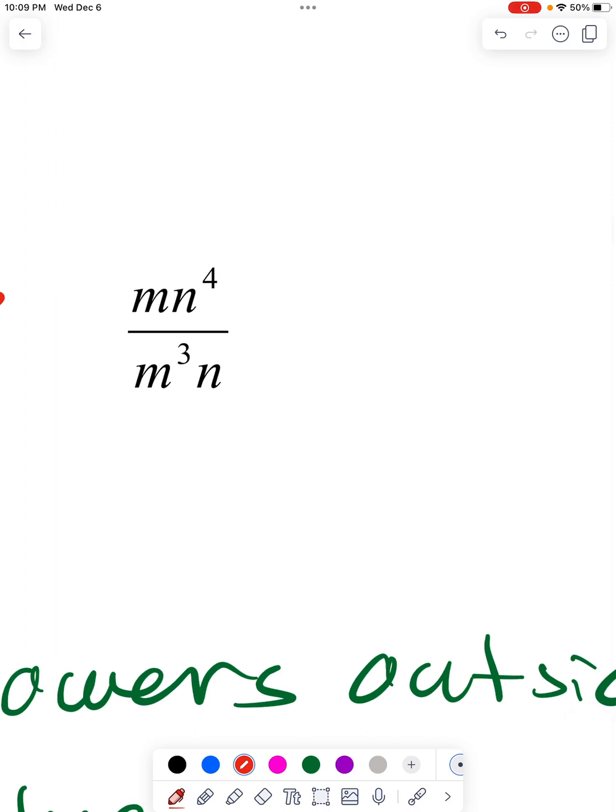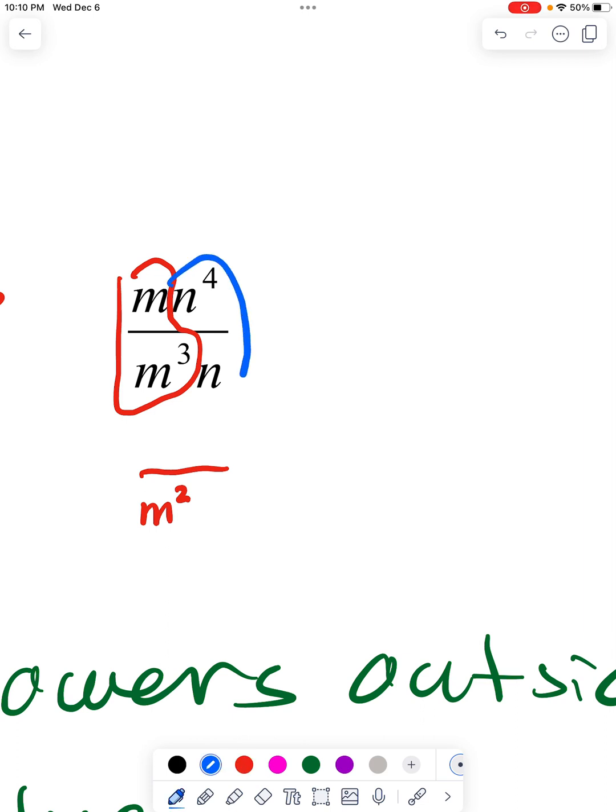Here, I don't have any parentheses. I don't have any negative powers. Going left to right, I have an M and an N, so those don't combine. So I actually only do the last step, which is look top to bottom and cancel. So here's my M's. I have 1 on the top, 3 on the bottom, so that's a difference of 2, and they'll end up on the bottom because that's where I had more to begin with. For N's, I have 4 on the top, 1 on the bottom, so I'm going to end up with 3.